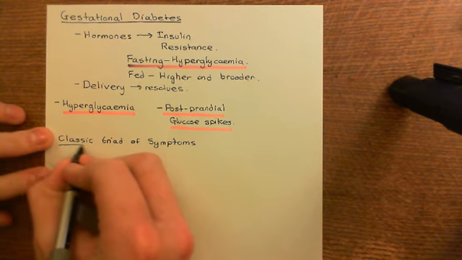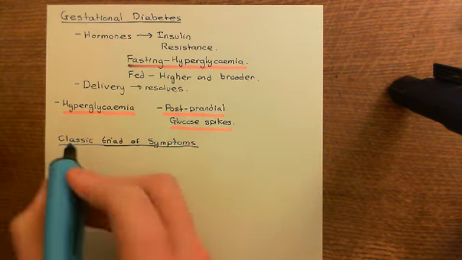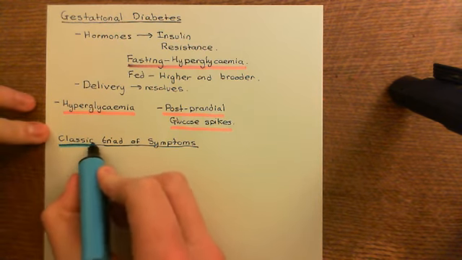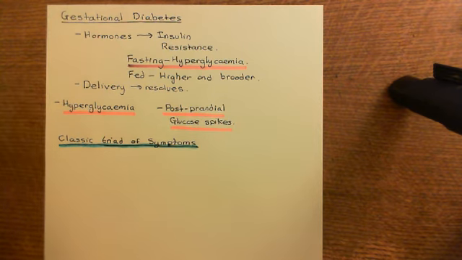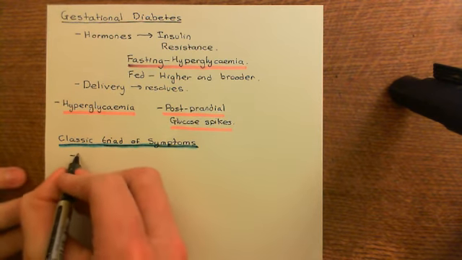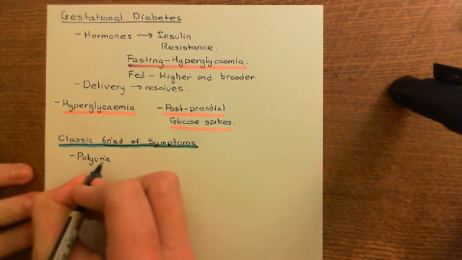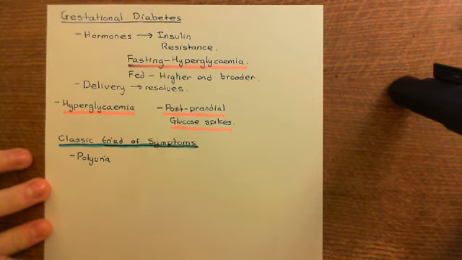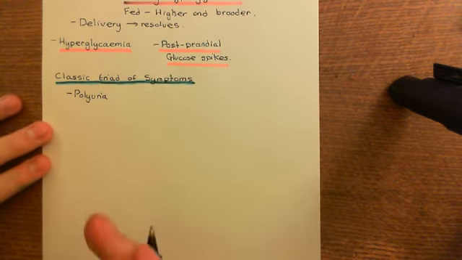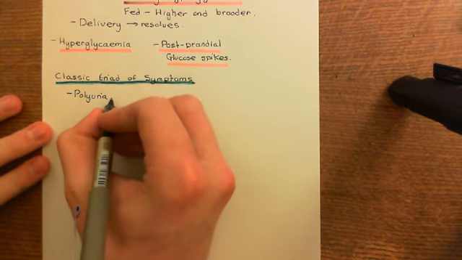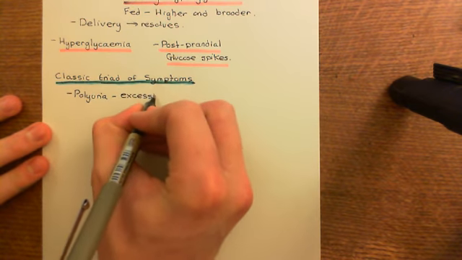So what are the 3 symptoms which characterize diabetes? They are polyuria, polydipsia, and polyphagia. Let me explain what each of these means. Polyuria means that you have to urinate more often. This is the symptom after which the entire disease is named. Diabetes, remember, meant excessive urination. So polyuria means excessive urination. It means effectively the same as diabetes.